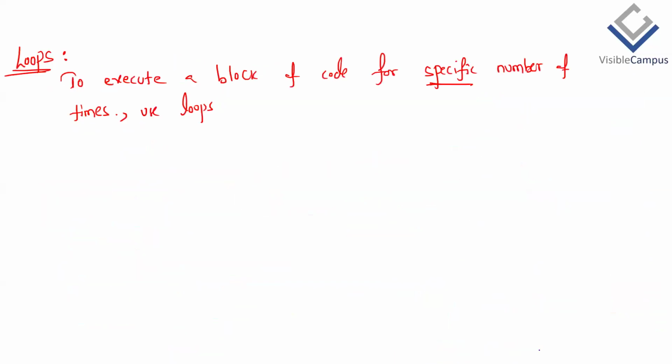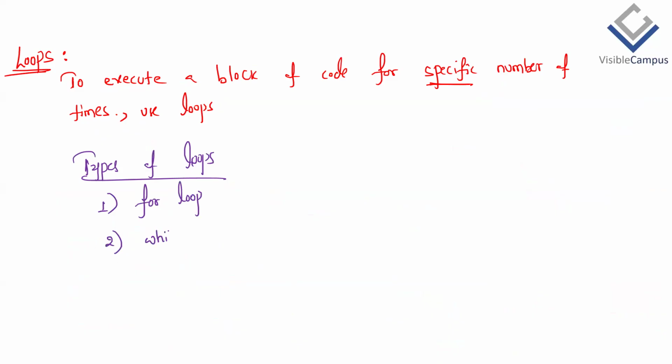Then how many types of loops does Java support? The types of loops are: one is the for loop, the next is the while loop, next the do while loop, and the next there is the for each loop. We pronounce it as for each loop, but we use only for as a keyword. Each is not used as a keyword.